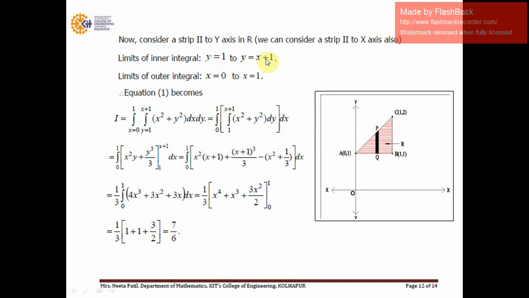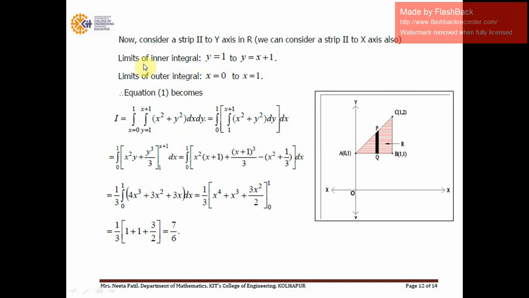It is the upper limit of inner integral. So here we get the limit of inner integral y is equal to 1 to y is equal to x plus 1. Now to get the limit of outer integral, we move the strip PQ from point A to point B. So the value of x varies from x is equal to 0 to x is equal to 1. So these are the limits of outer integral.